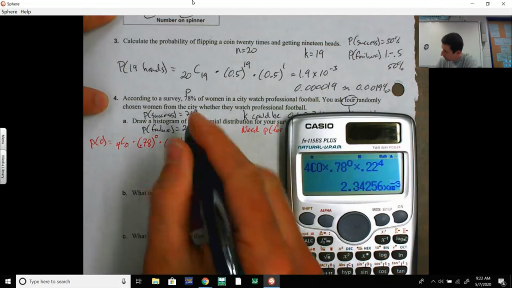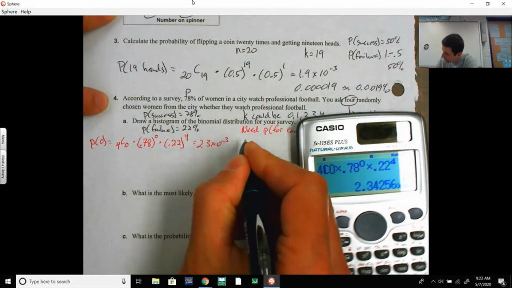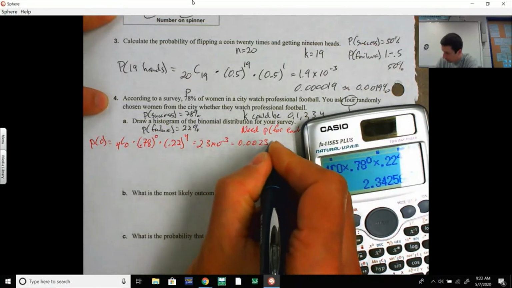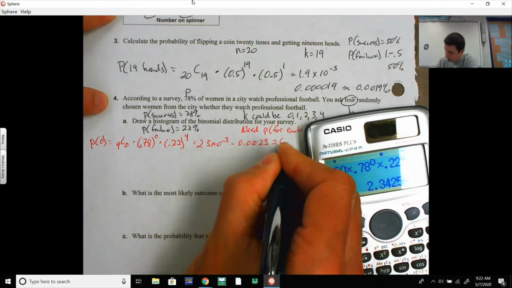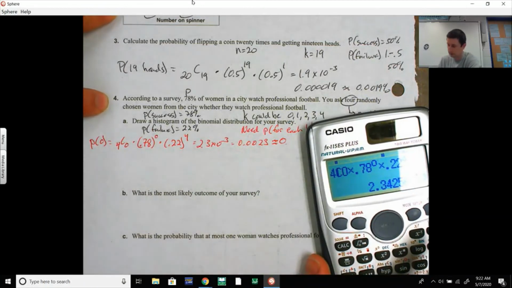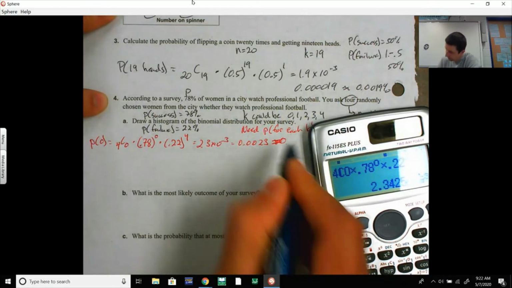So what we get here is 2.3 times 10 to the negative 3rd, which is 0.0023. Okay, if you're rounding to 2 decimal places, that's essentially 0. We're going to just call that 0. So you really have not any chance at all. Very, very slim chance. Okay, 0.0023, we'll call it that.